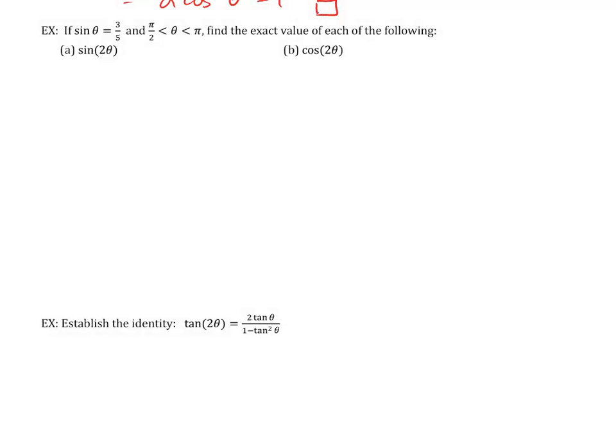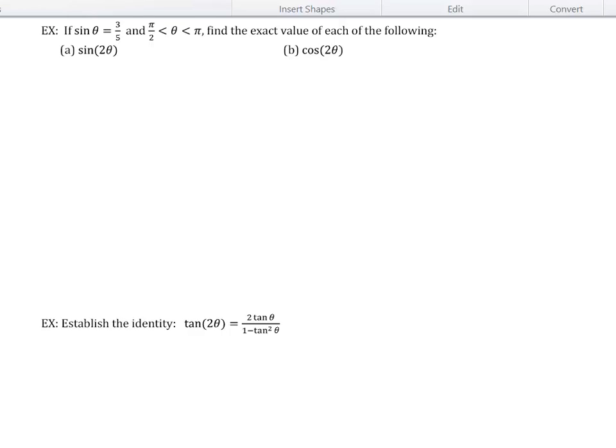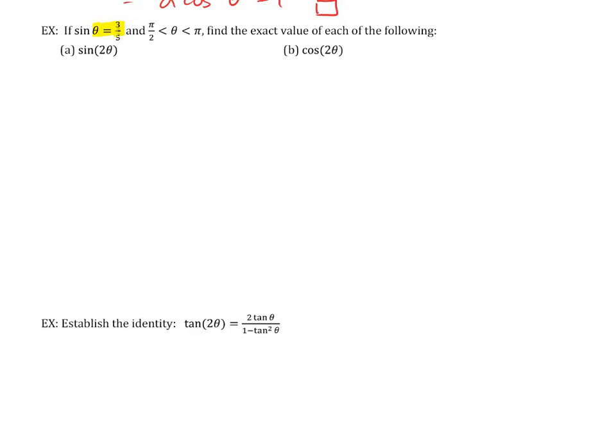In this example, we are provided the value of the sine of theta to be 3/5. We don't know what the angle is, and in fact, we're not even asked to find the angle theta. We just know that the sine of it is 3/5, and that the range in which you find theta is between pi over 2 and pi, which means it's in the second quadrant. It's somewhere up here, right?